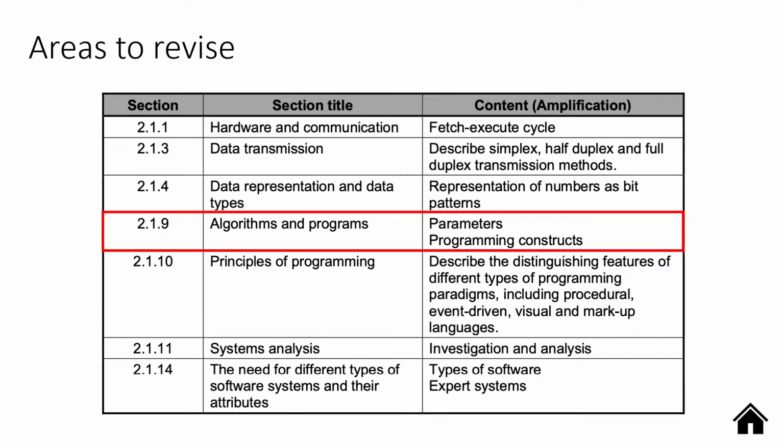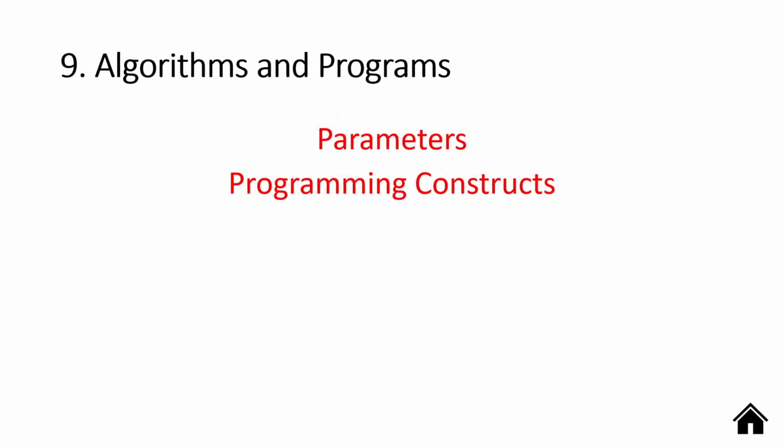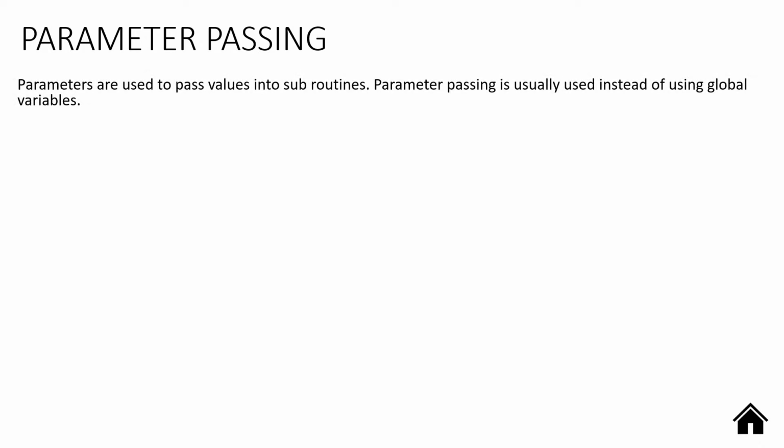So let's have a go. This is where we were left last time. We were left on these areas to revise. We started to pick up the algorithms and programs section of our specification, and the amplification materials say that we've got parameters and programming constructs to look at. So we jumped into looking at our different types of parameters. A parameter, don't forget, is just whatever is inside the brackets of our subroutines, and a subroutine can be a procedure or a function.